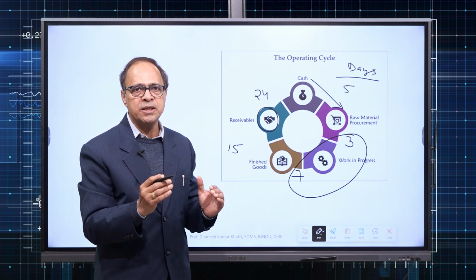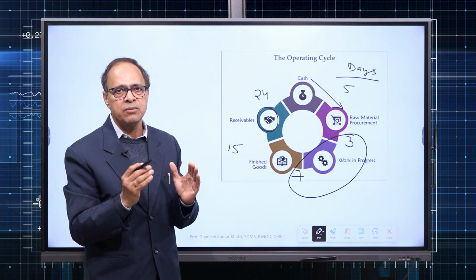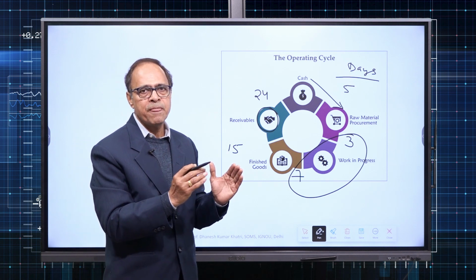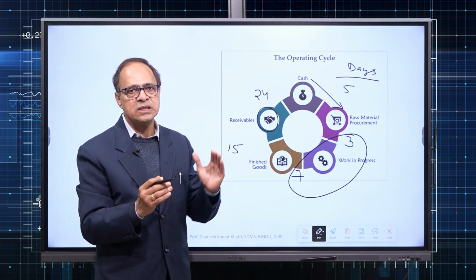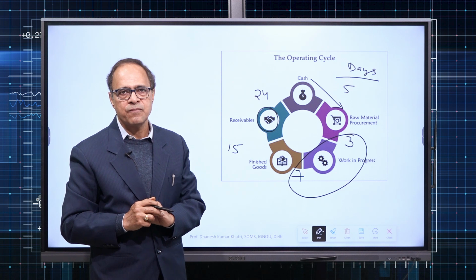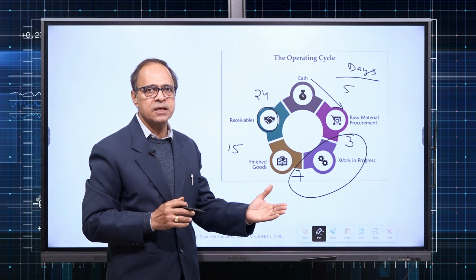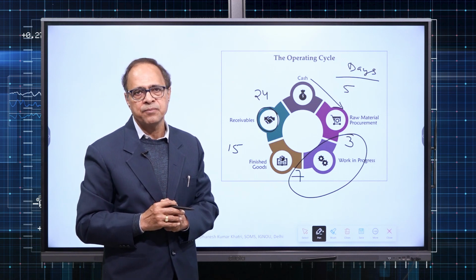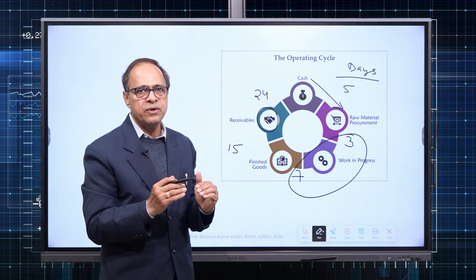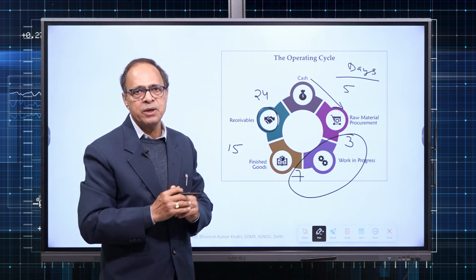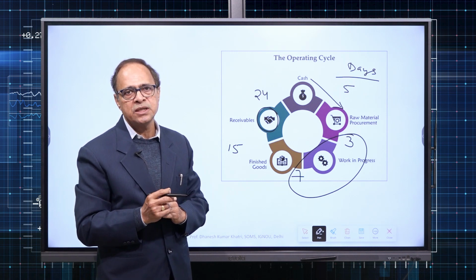This simply means on an average we collect money from our customers after 24 days once the credit sales have taken place. And the implication is again the same, that on an average my investment in receivables is equal to 24 days cost of sales.